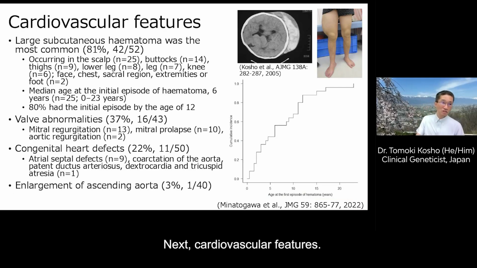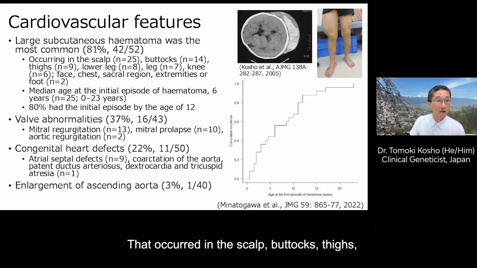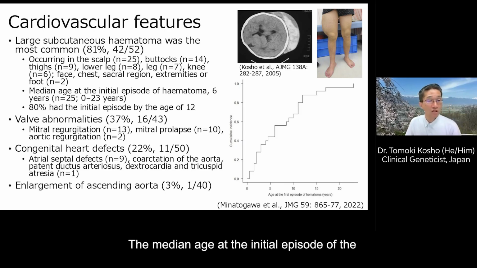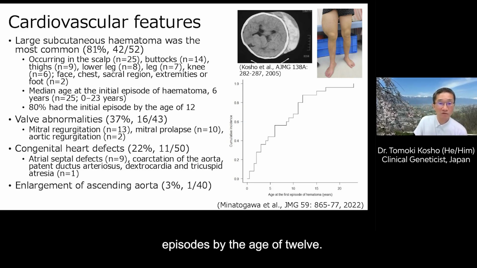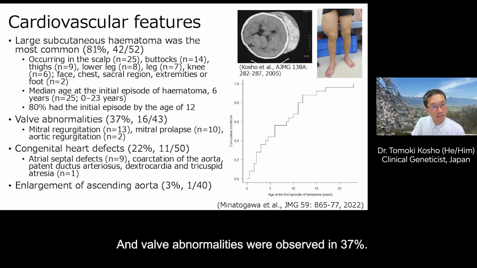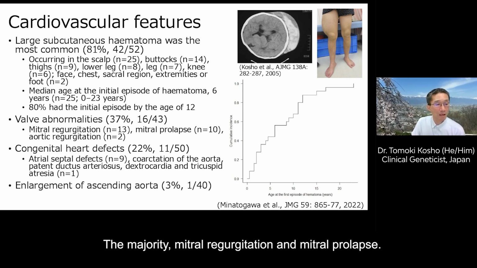Next, cardiovascular features. Large subcutaneous hematoma was the most common complication, in 81%. That occurred in the scalp, buttocks, thighs, lower legs, knee, face, and so on. The median age at the initial episode of the hematoma was 6 years, and 80% had the initial episode by the age of 12. And valve abnormalities were observed in 37%, the majority being mitral regurgitation and mitral prolapse.